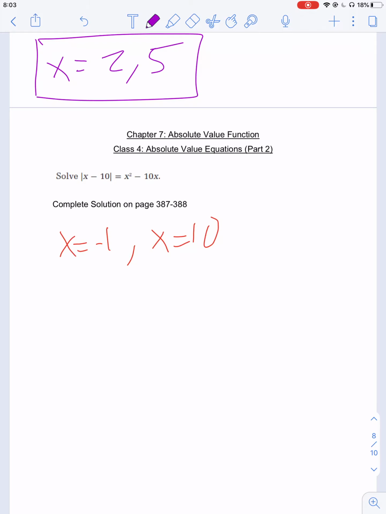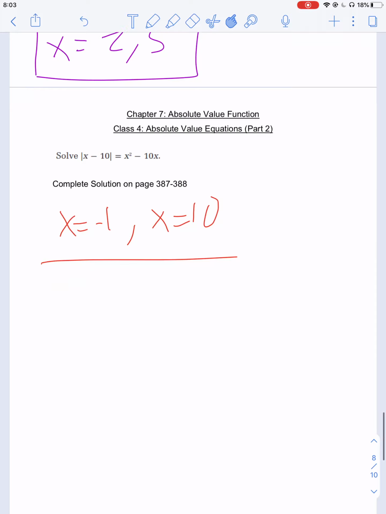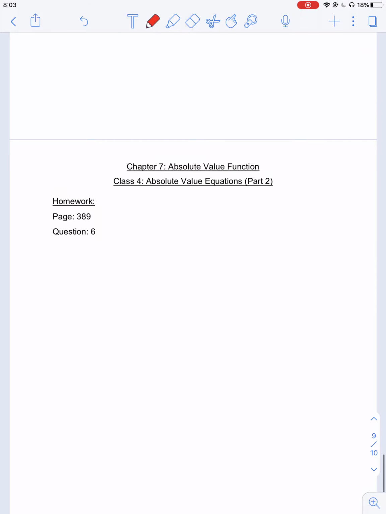So why don't you try doing this one? Very similar to what I did. And again, you're going to have two solutions, and these are your two solutions, okay? So try that out. And for homework, I'm going to ask you to just do question 6 on page 389. Try doing all the questions, okay? Because it's a fairly complicated concept.